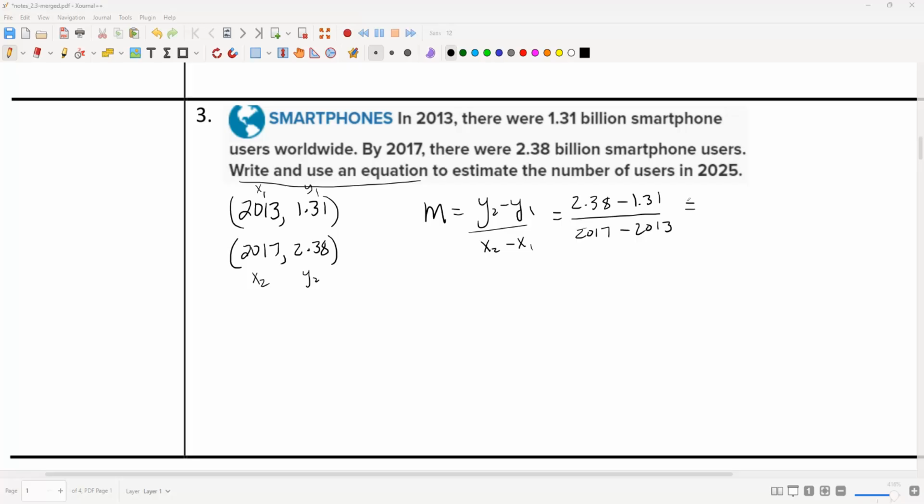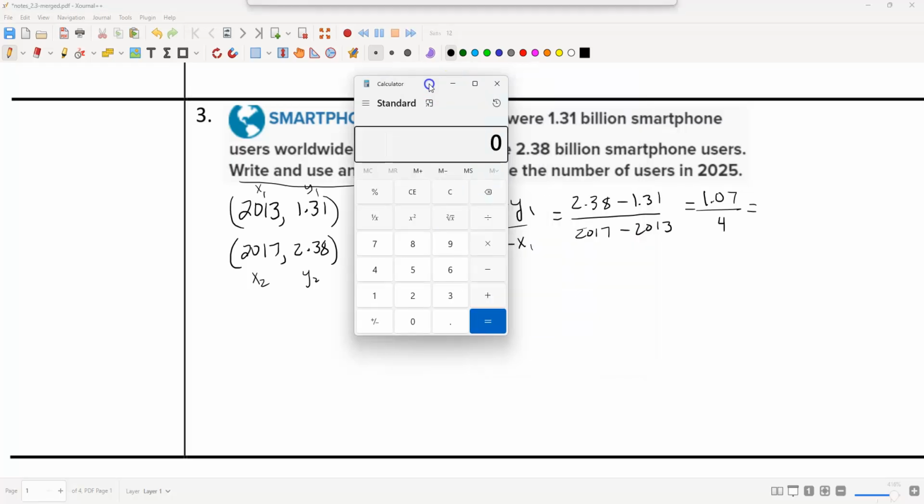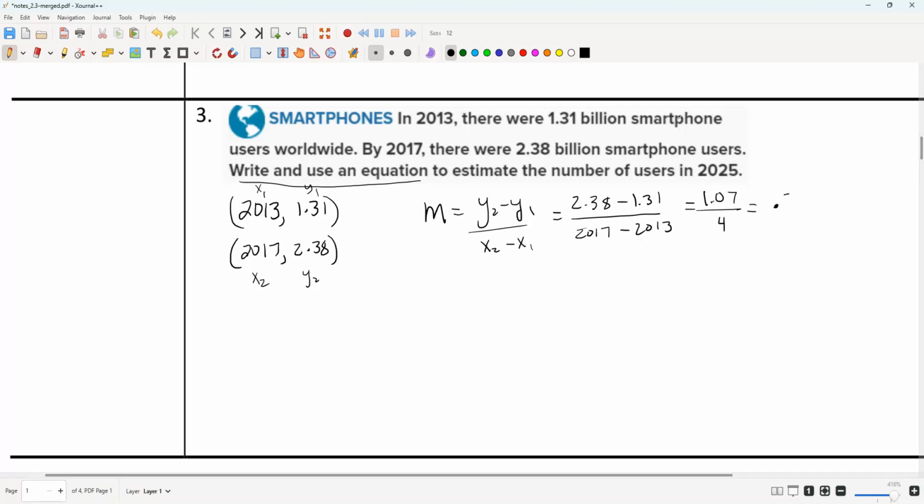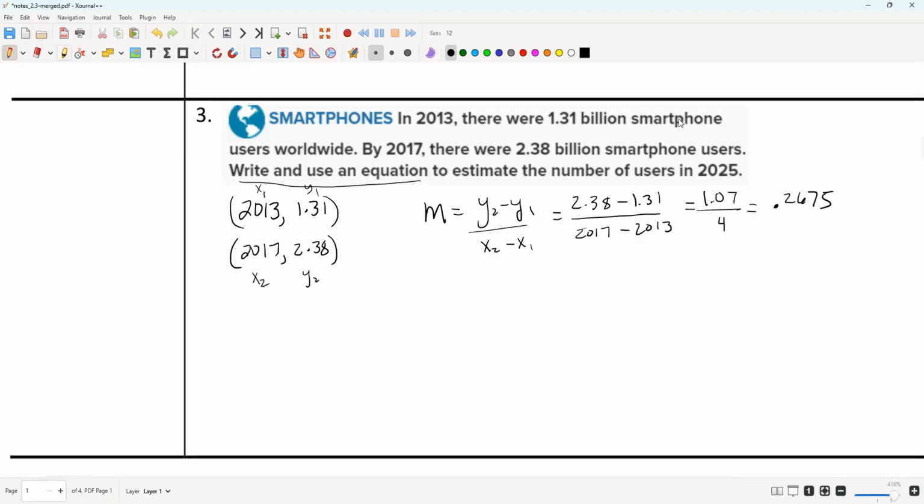So if we calculate that out, this would give us 1.07 divided by 4. So our slope is going to be some sort of fraction here. We could figure out what that fraction is by just using a calculator to divide those things up. So let's see, 1.07 divided by 4 is about 0.2675, and that is our slope of the problem.